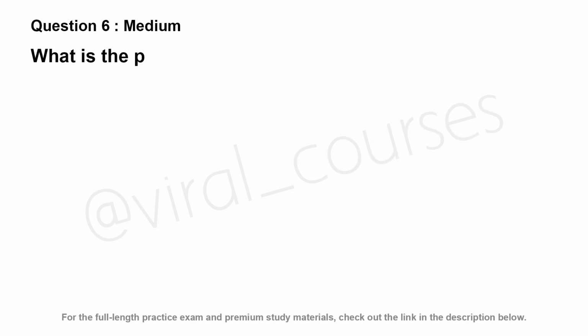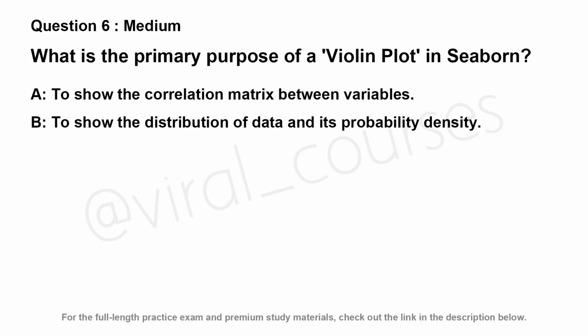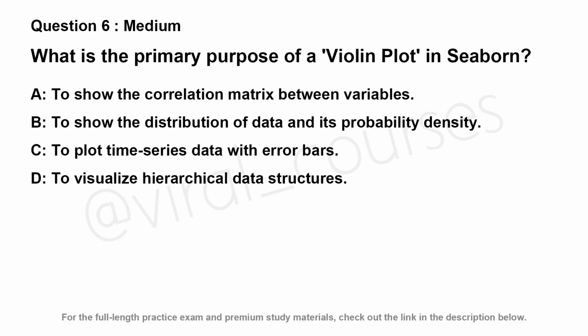What is the primary purpose of a violin plot in Seaborn? Option A, to show the correlation matrix between variables. Option B, to show the distribution of data and its probability density. Option C, to plot time series data with error bars. Option D, to visualize hierarchical data structures.